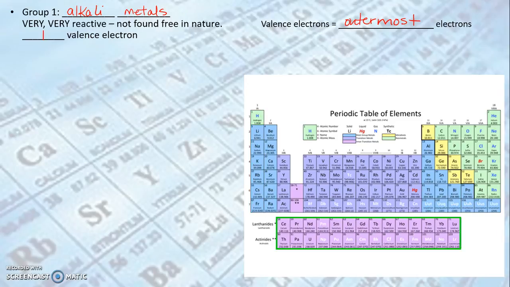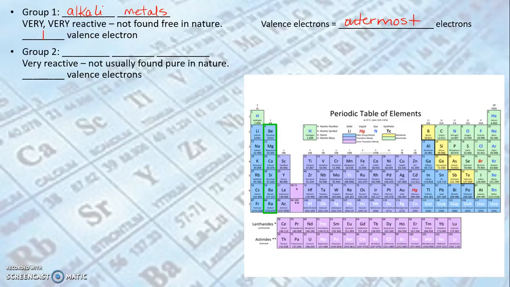All right, group 2. These are called the alkaline earth metals. These are extremely reactive as well, just not as reactive as group 1, and these aren't found pure in nature either. These are all in the same group because they all behave similarly because they each have 2 valence electrons.